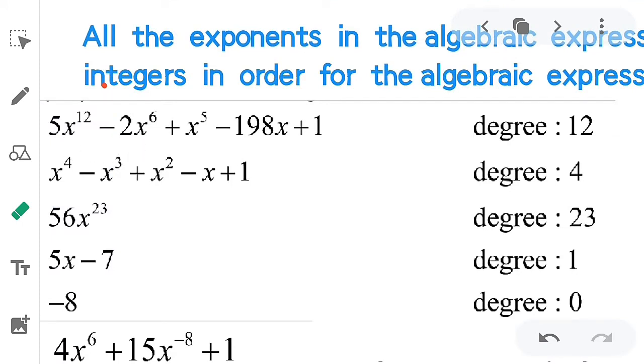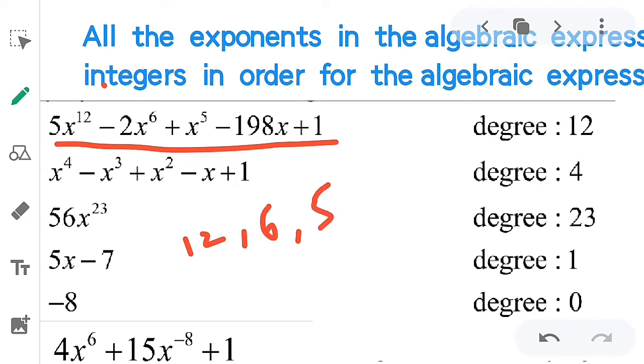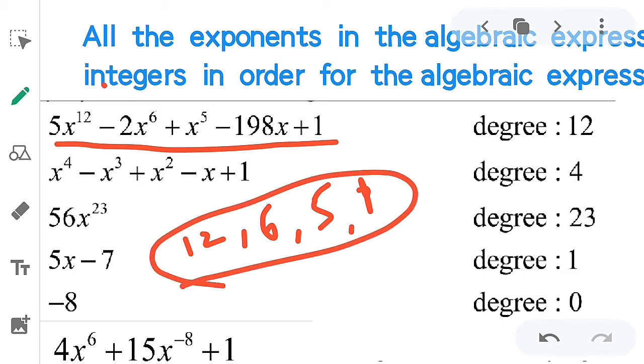5x power 12 minus 2x power 6 plus x power 5 minus 198x plus 1. If you see, the degrees of the variables here are: one is 12, the other one 6, and the other one 5. For the other one there is no degree shown, so we have to take it as 1. Okay, so is any negative power there or not? In all of these, you can see only positive numbers. That means this is a polynomial. Okay.